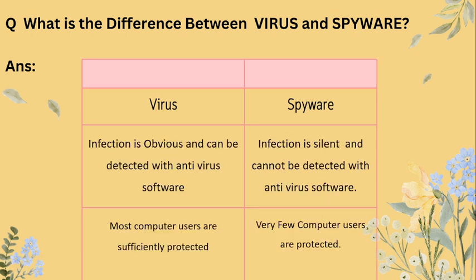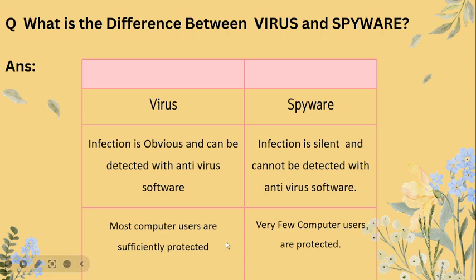Virus is obvious and can be detected with antivirus software. It means if you download any software or application from the internet, then infection is obvious. But if there is a virus, we can detect it with antivirus software. But on the other hand, spyware is silent. Why? Because it is written by online criminals and cannot be detected with antivirus software.